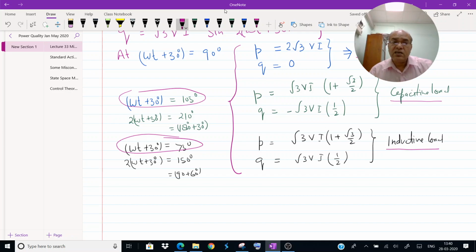Maybe in the next lecture I will just have an overview of that, and then I'll go to the next topic, which is very important, and that is called the symmetrical component theory for load compensation. So I will stop here, and the next lecture will be delivered maybe after a couple of days.